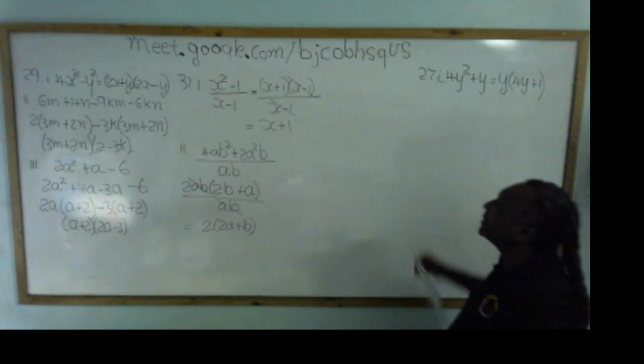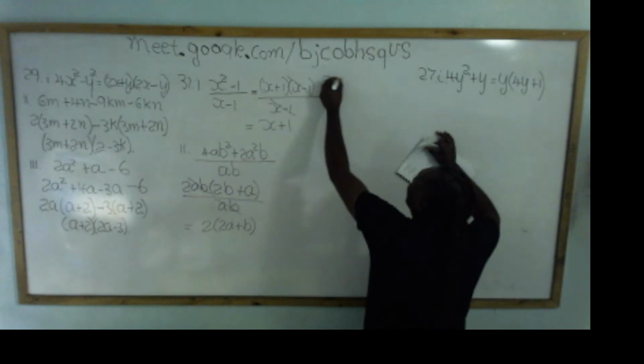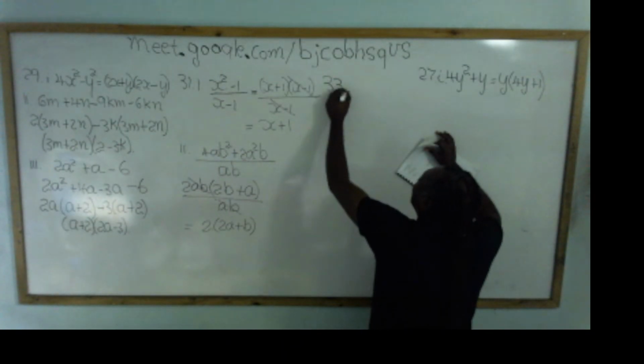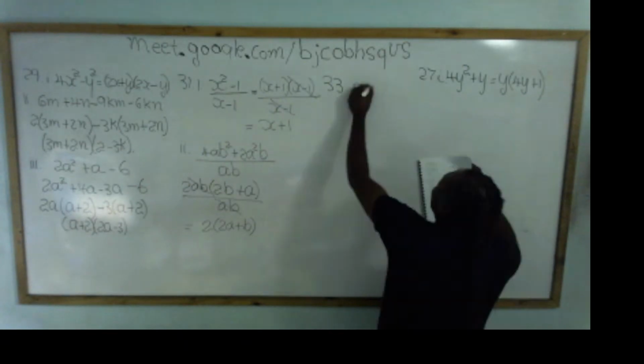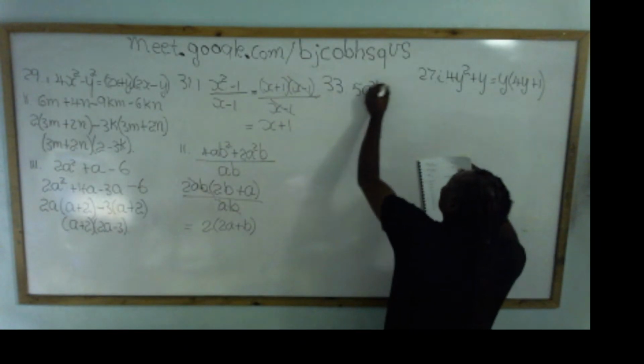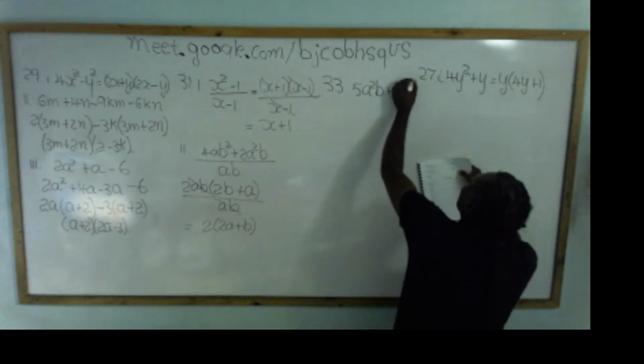Number 33 now, all 3 parts. Let's go, because that's the last one for me. 5a squared b plus ab squared. 5a squared b plus ab squared.